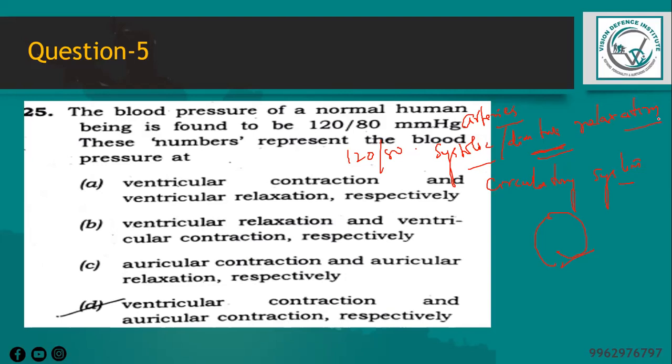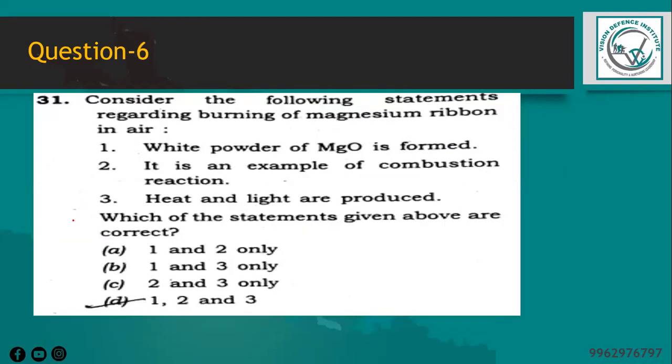So therefore, we would say that the blood pressure of 120/80 mmHg indicates the systolic pressure is 120 during ventricular relaxation and diastolic pressure is 80 mmHg during ventricular contraction. So obviously the answer is going to be B. That is ventricular relaxation and ventricular contraction. Let's see the next question.